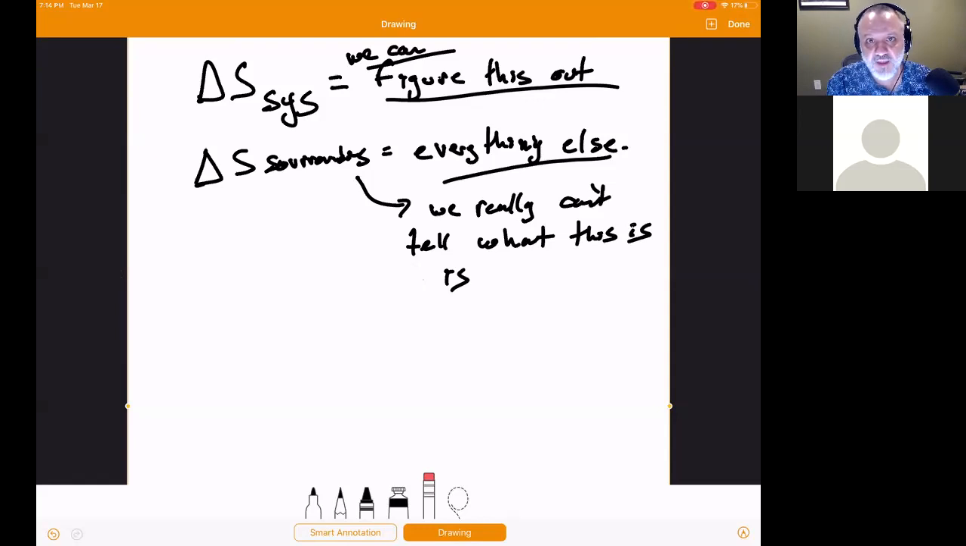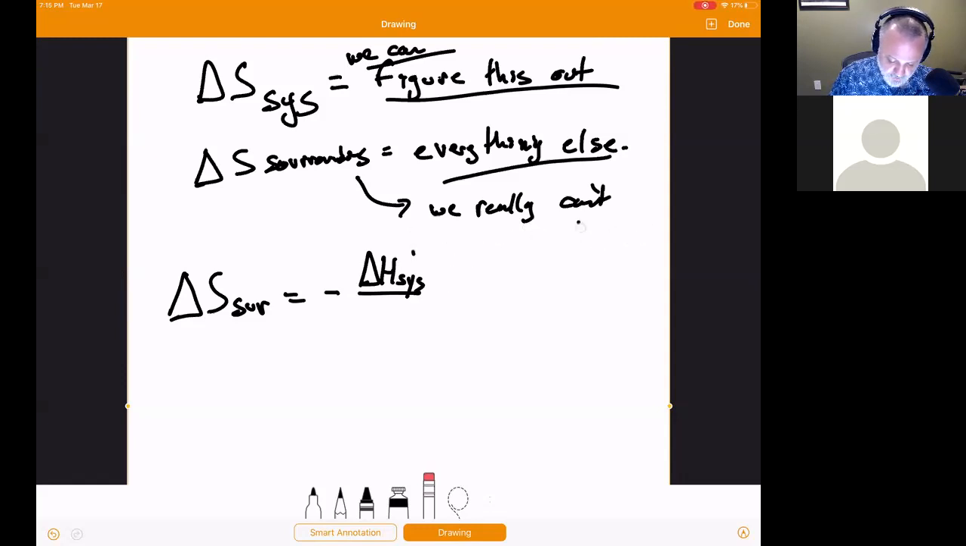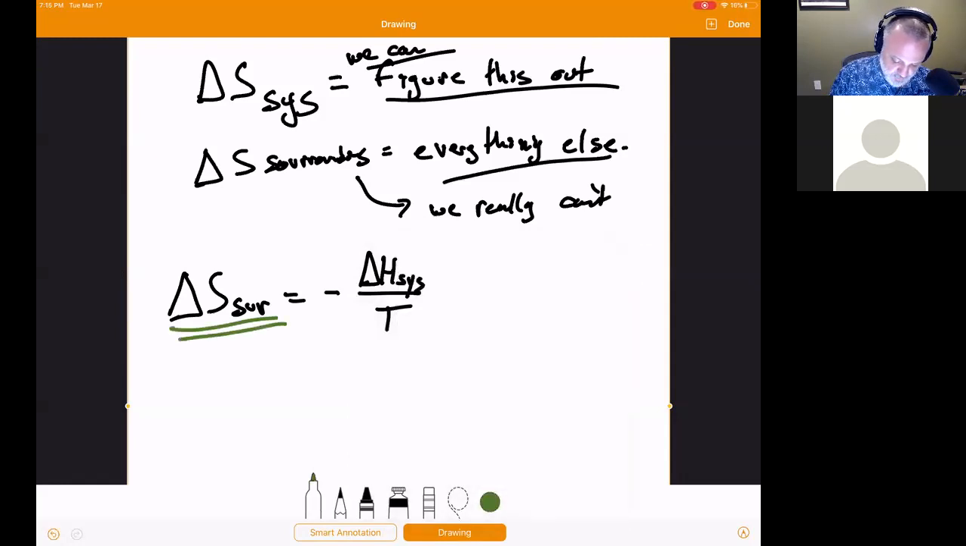What I'm saying is, it can be shown that the change in entropy of the surroundings is equal to a term, and that term has to do with the change in enthalpy of the system. So this is what we know. We know that the change in entropy of the surroundings is equal to negative delta H of the system divided by T. And T, of course, in this case would be Kelvin.